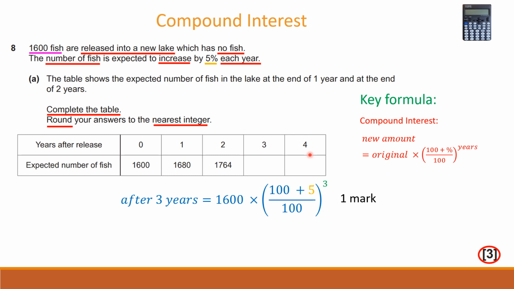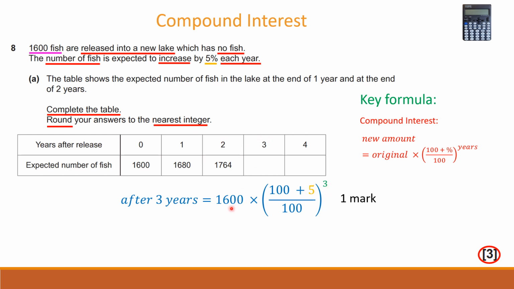So what you needed to do for 3 years, we take our original amount, which is the 1,600. So I've got 1,600 fish, is going to be 100 plus 5, which is my percentage increase, divided by 100 to the power of 3, because it is for 3 years.